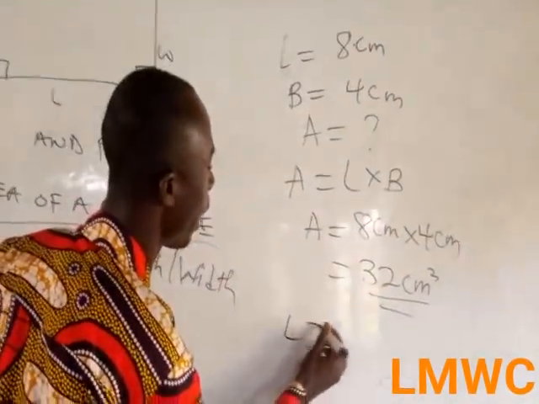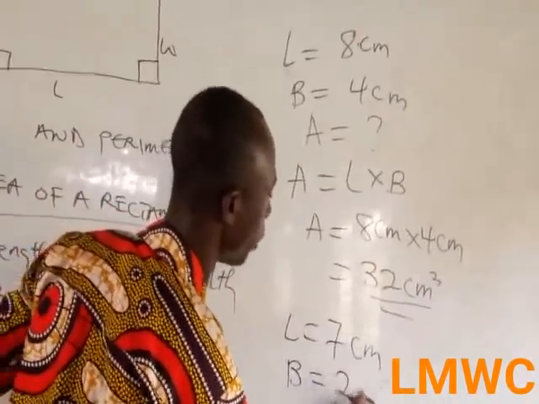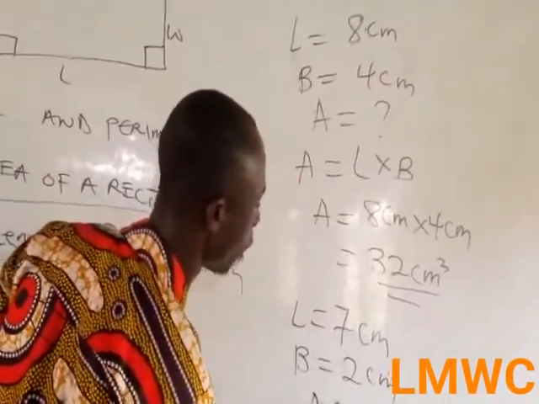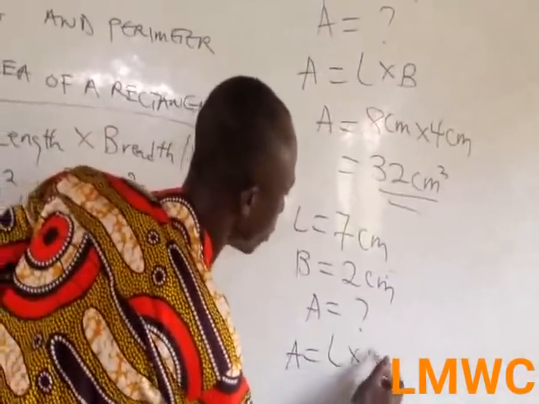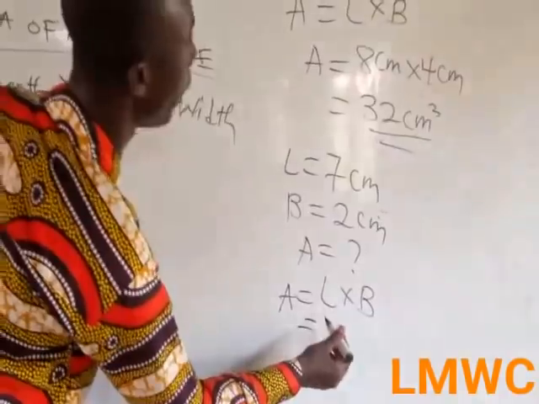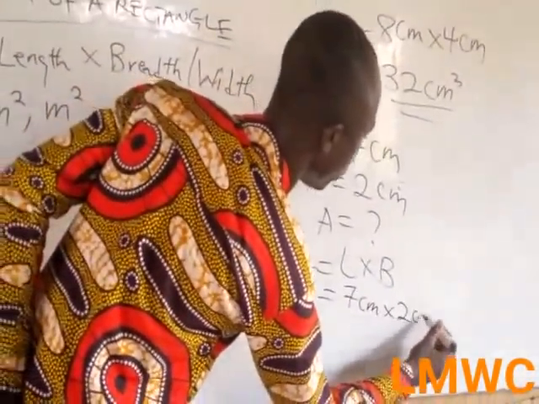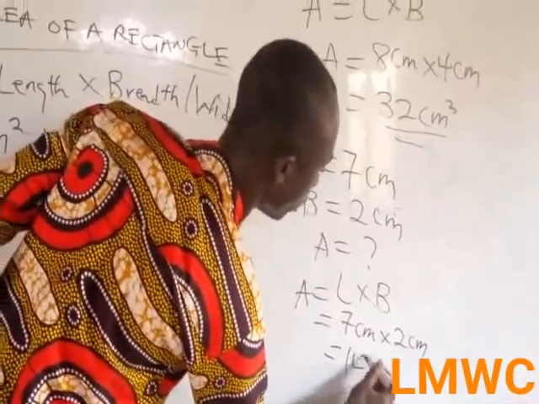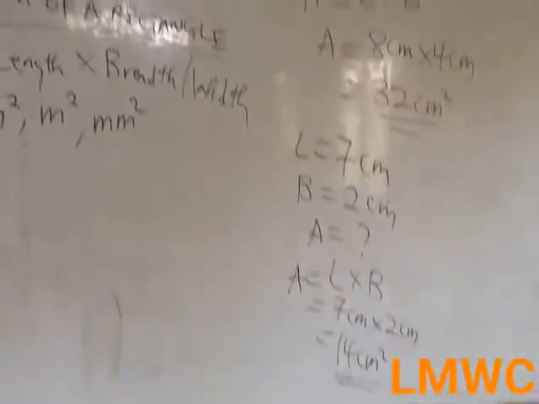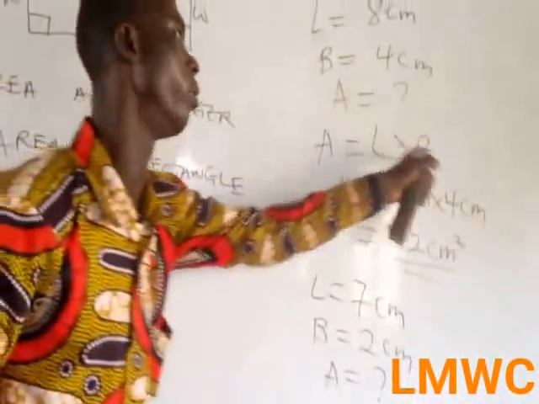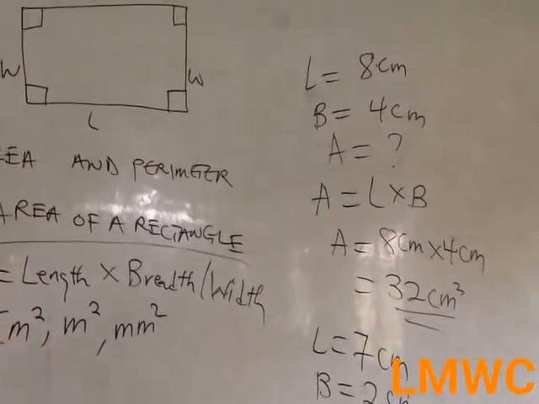Given length as 7 centimeters and breadth as 2 centimeters, if you are asked to calculate for the area, we know area is equal to length times breadth. So area is equal to 7 centimeters times 2 centimeters, and we have 14 centimeters squared. And always, if you are writing your formula, please write this in full, because you don't know who is going to mark your paper. Write it in full.